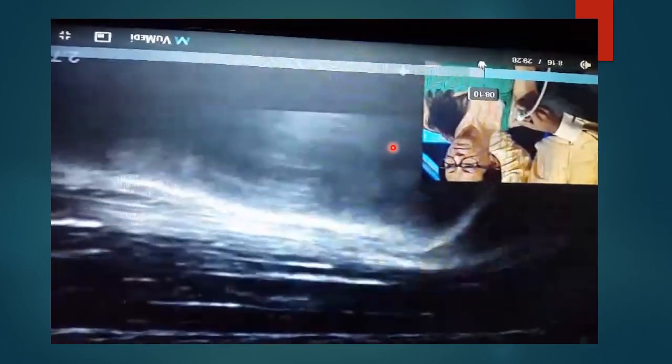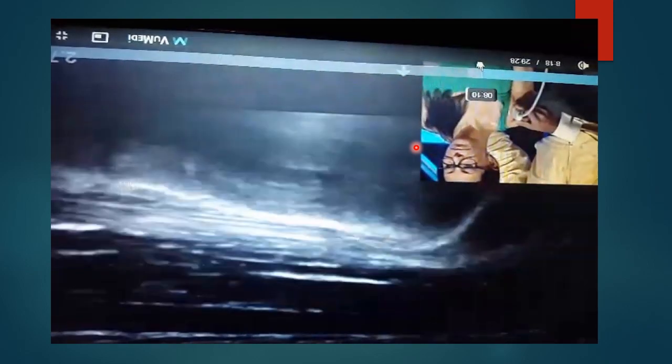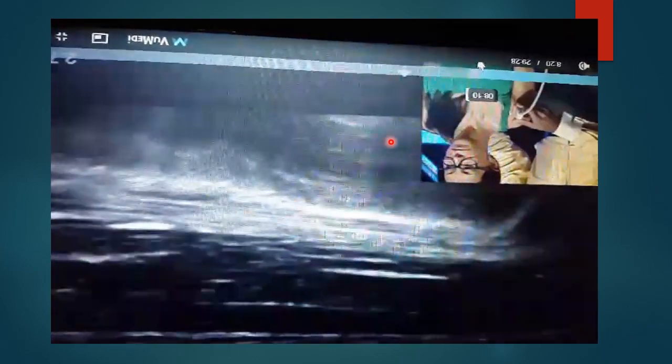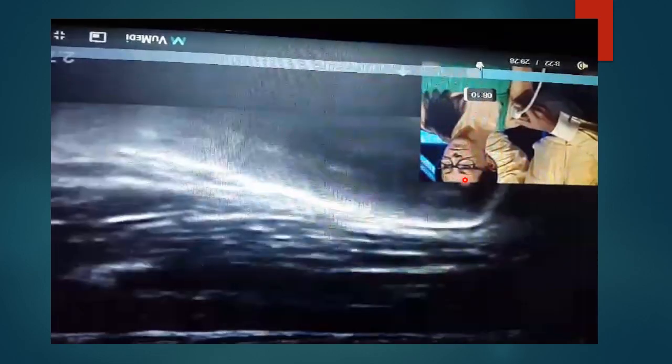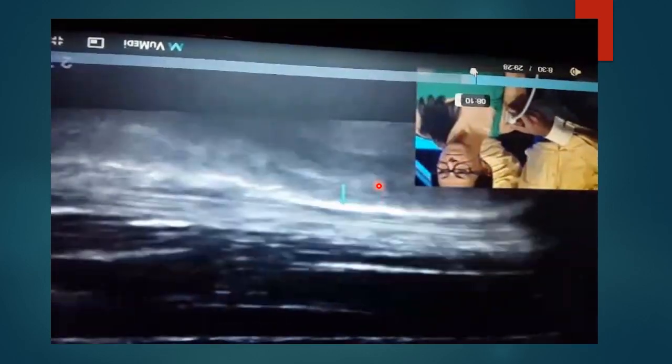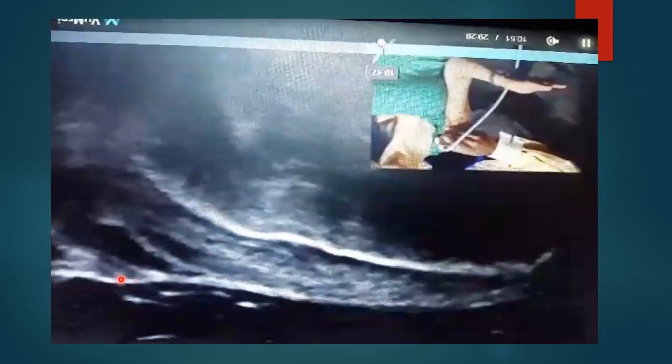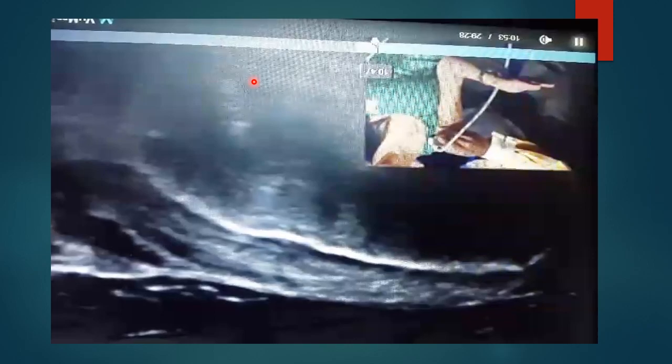This is the biceps tendon, an LS examination of the tendon. We notice here the normal fibrillar pattern of the tendon with no appreciable fluid around it. This is how we do the external rotation for the examination of the subscapularis tendon.